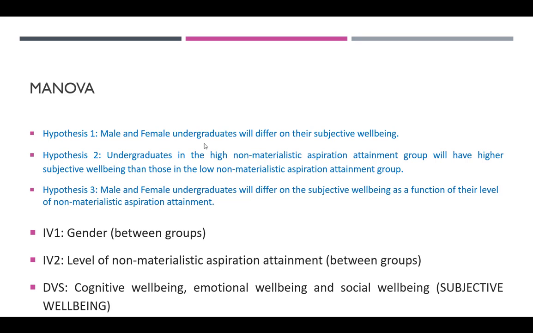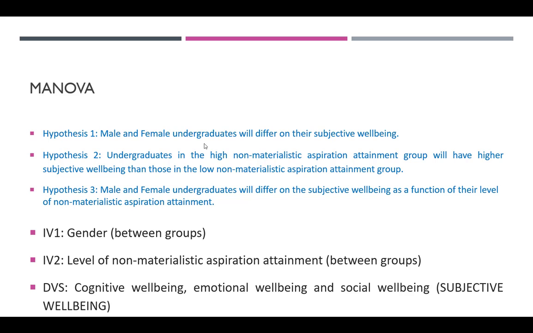And so our first IV would be gender, which would be a between groups element. Our second IV, after you've had a go at generating the output, you should remember that you had to create a median split variable. So that is also categorical. That's an IV, and it's between groups. People are either in high or low attainment in the attainment group.